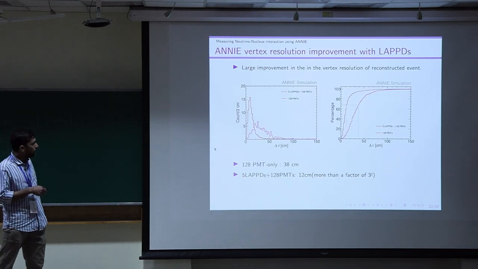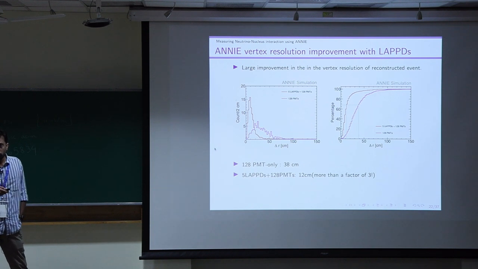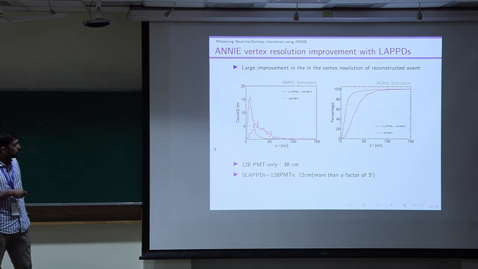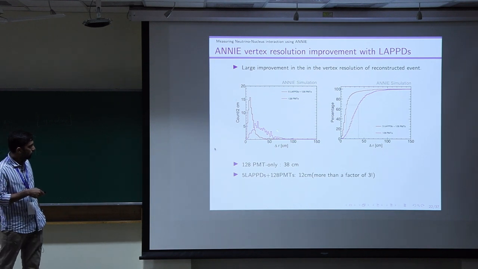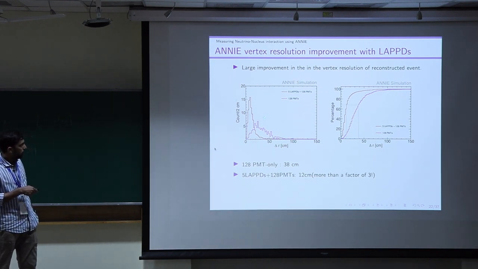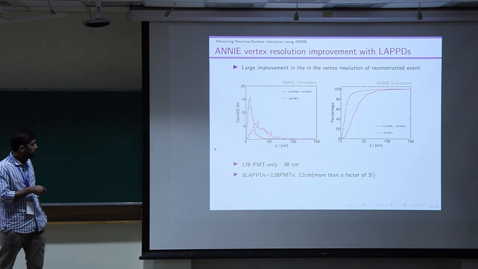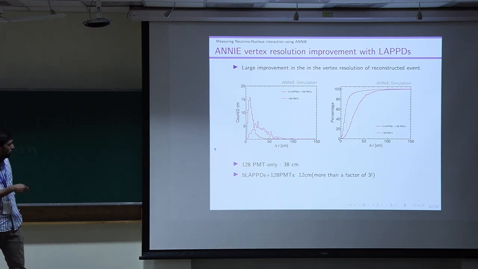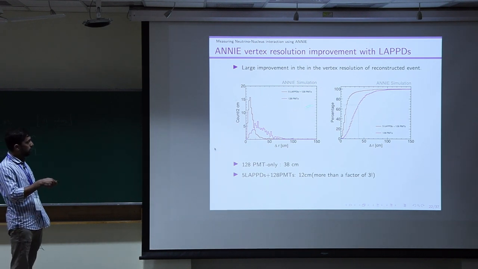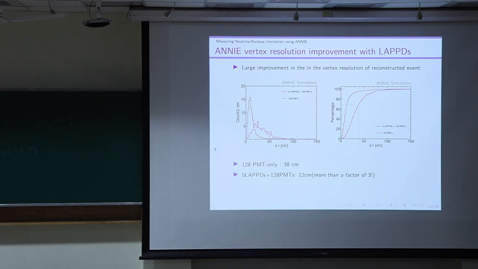You can also see that the position resolution is better, and how LAPPDs help us to improve the vertex resolution. Without the LAPPD, with just the PMTs, the vertex resolution is around 38 centimeters. Once you use 5 LAPPDs, you can see that the resolution comes down to less than 10. And this is how it goes, it's a cumulative graph of the same thing.